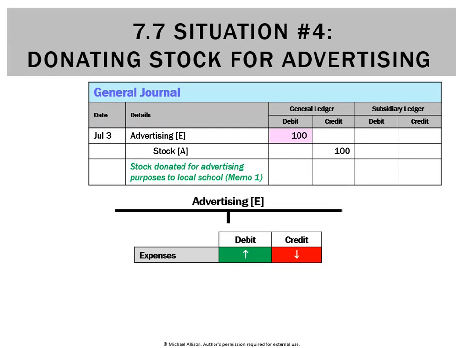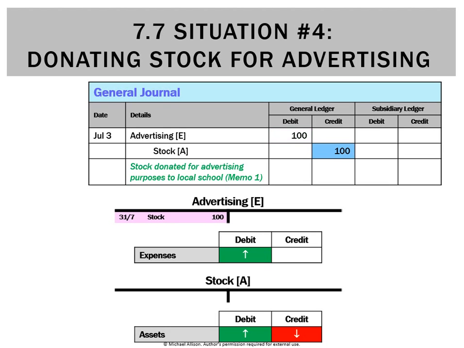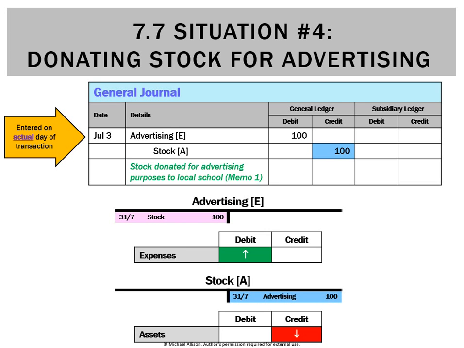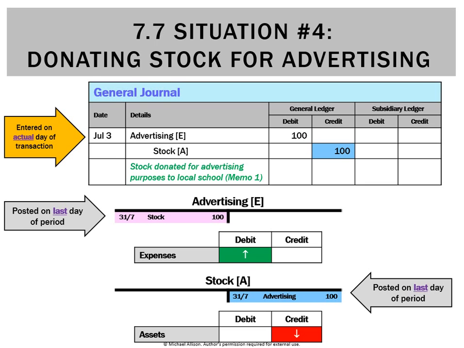Now I need to post that. So we've got here a debit to advertising because it's an expense. It's going up on the debit side, and stock is going down, so that's a credit to an asset. Enter the transaction on the actual date in the journal, and in the general ledger, always recording these things on the last day of the period.